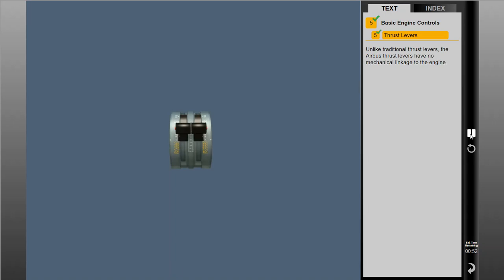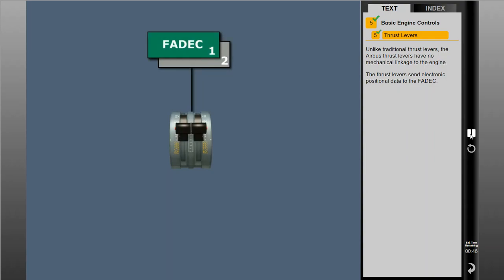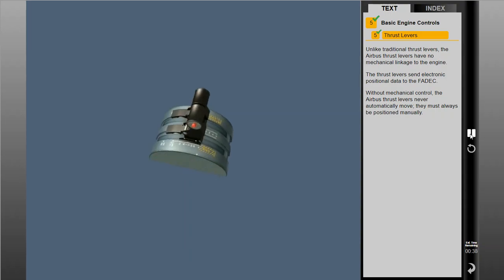Unlike traditional thrust levers, the Airbus thrust levers have no mechanical linkage to the engine. The thrust levers send electronic positional data to the FADEC. Without mechanical control, the Airbus thrust levers never automatically move. They must always be positioned manually.